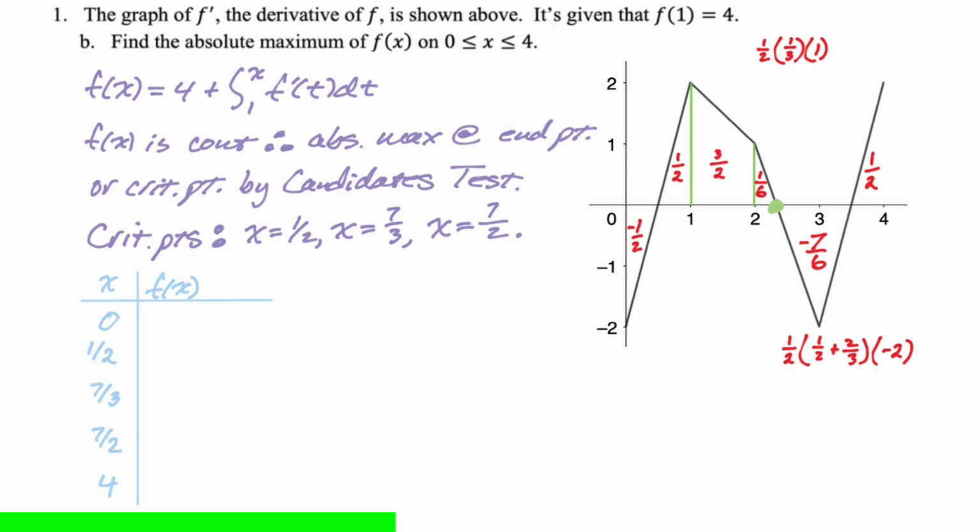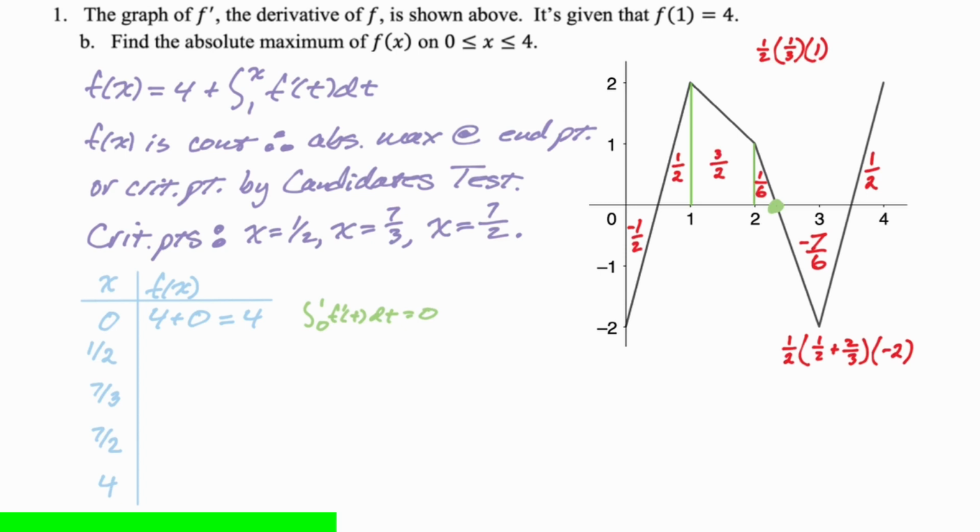So, for example, at 0, I know that I'm going to get 4 plus 0 because the displacement from 0 to 1 is just -1/2 plus 1/2. It's 0 overall, so that's 4. What I've done, basically, is I looked at this integral and said it was 0.